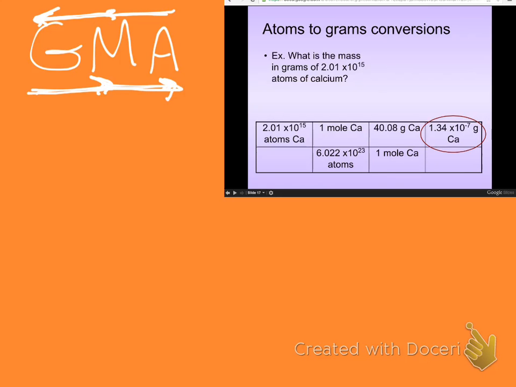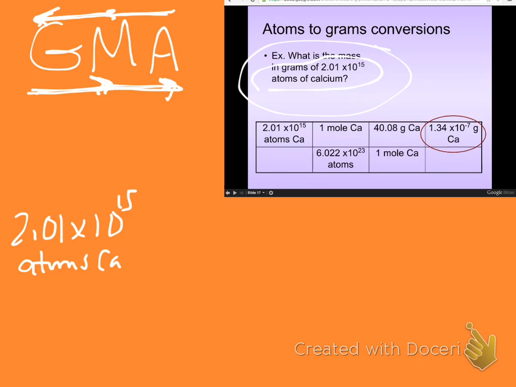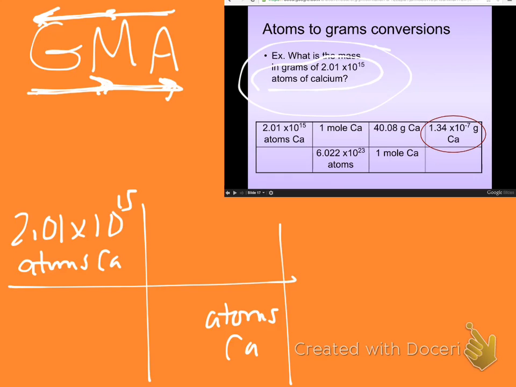Let's start with, okay, we're asked what's the mass in grams of 2.01 times 10 to the 15th atoms of calcium? It looks like we've had this problem before, but we haven't. So we've got our given, the number of atoms of calcium. That goes in our first box, 2.01 times 10 to the 15th atoms of calcium. And what units and what chemical go down and below to cancel? It'd be atoms of calcium. What units and what chemical go above?